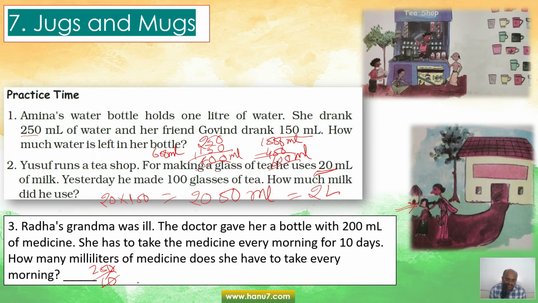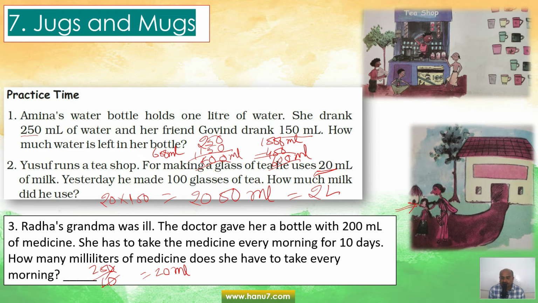Okay, your answer is 20. Or otherwise you can do 10 twos are 20 and 0. So 20 ml is the answer. So she has to consume 20 ml each day. Every morning she has to consume 20 ml.